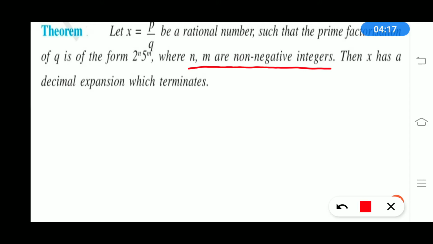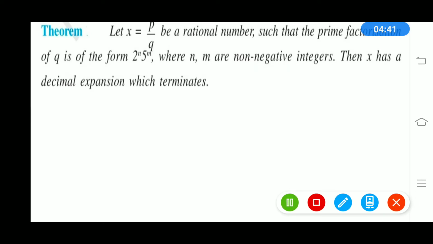Here let x be a rational number, if the denominator, that means q, the denominator of the rational number, can be expressed in the form of 2 to the power n into 5 to the power m, then it is a terminating number. Clear? In the previous theorem, if a rational number is terminating, then the denominator can be expressed in the form of 2 to the power n into 5 to the power m. Clear? That means this theorem is simply the converse of the previous theorem.